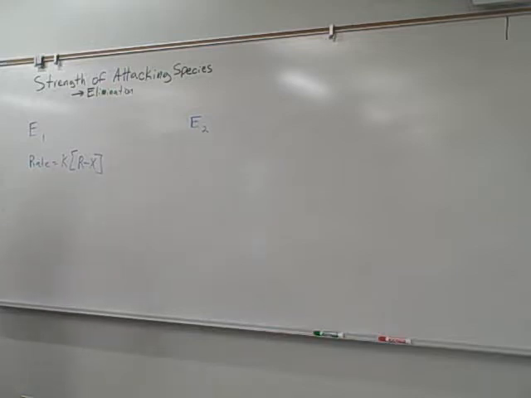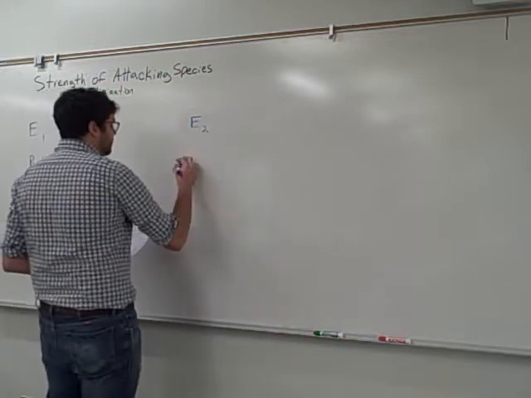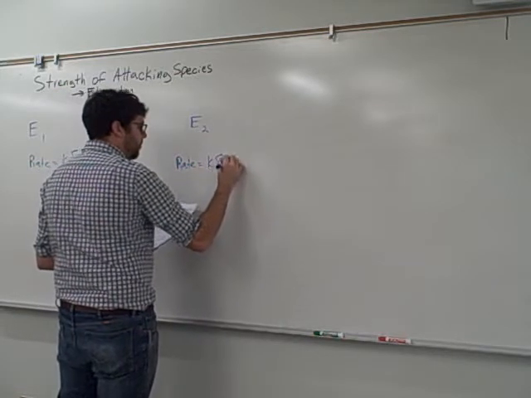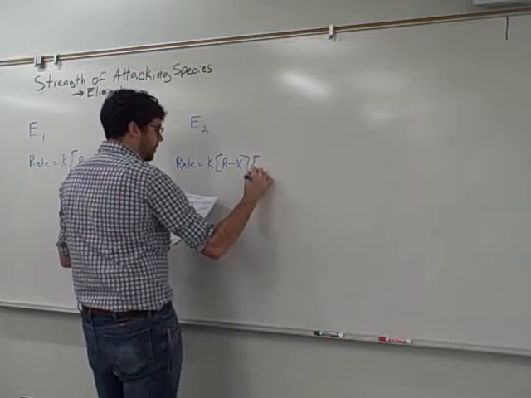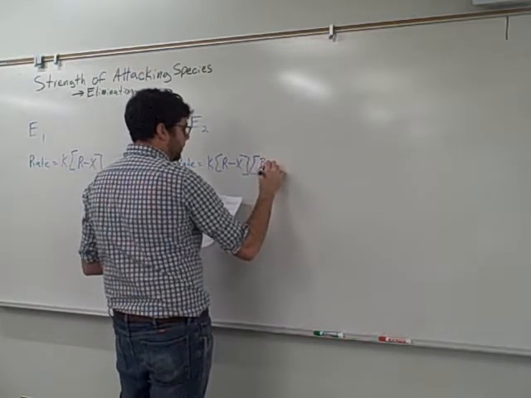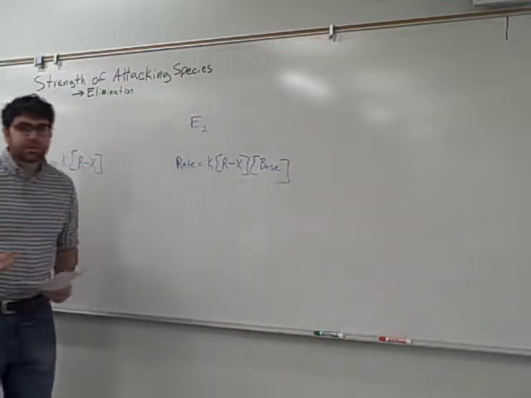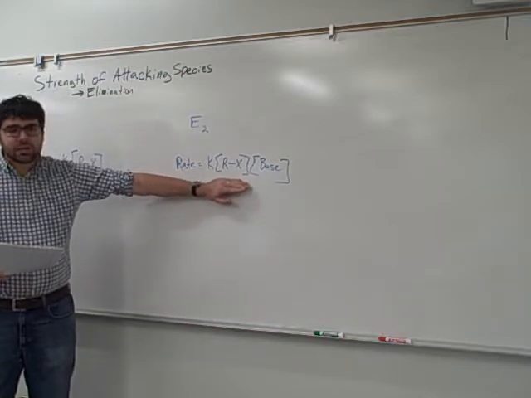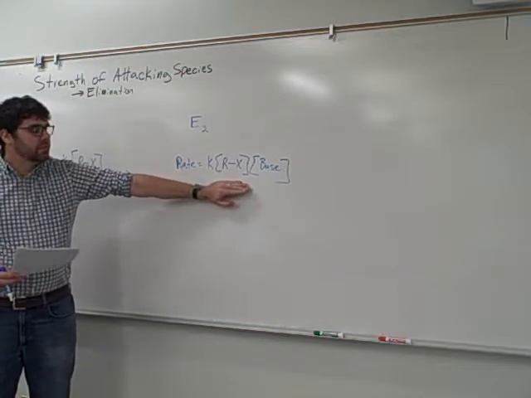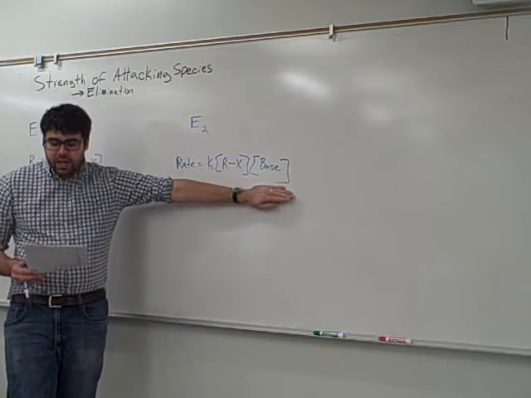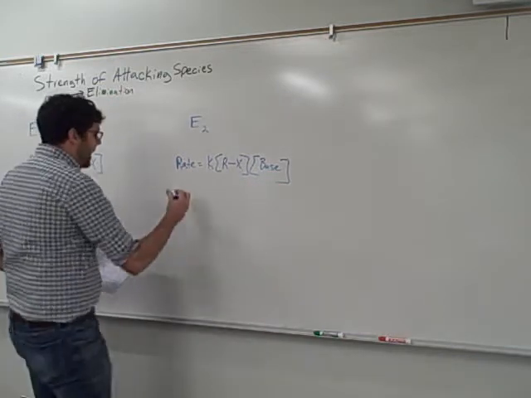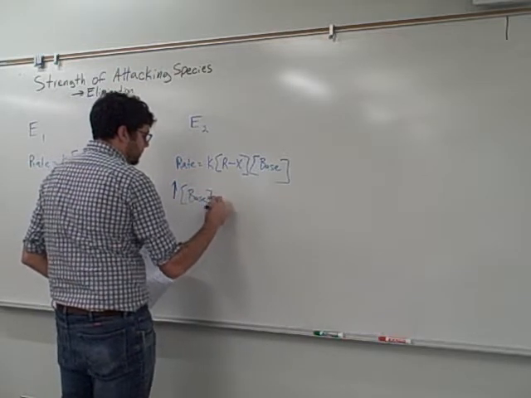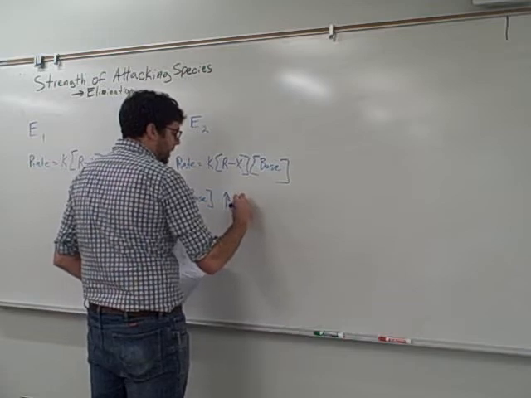On the other hand, for an E2 reaction, very similar to what we see with the SN2 reaction, we see a direct dependence of the rate on both the electrophile, so this alkyl X or alkyl leaving group species, as well as the base. And what this means is that high concentrations of base increase reaction rate.